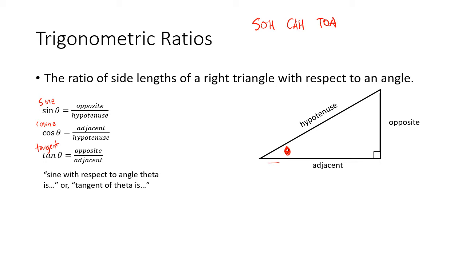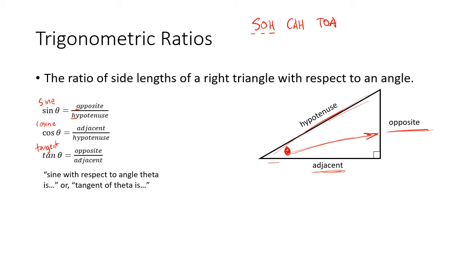So with respect to this angle theta, directly opposite is the opposite side of the triangle. The side that's next to it, or adjacent to it, we call the adjacent side. And then the hypotenuse of a right triangle is the hypotenuse. So what the sine with respect to an angle is talking about is the ratio of the length of the opposite side to the length of the hypotenuse, or O divided by H. Sine is opposite over hypotenuse.